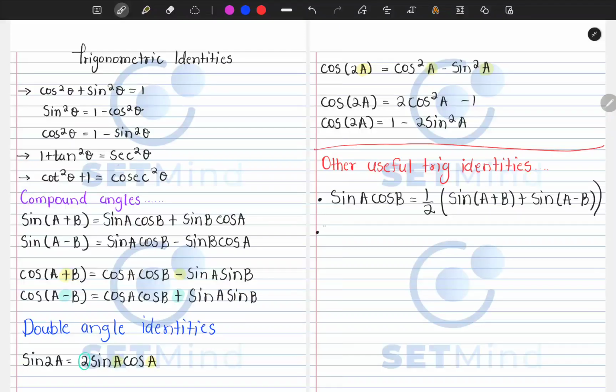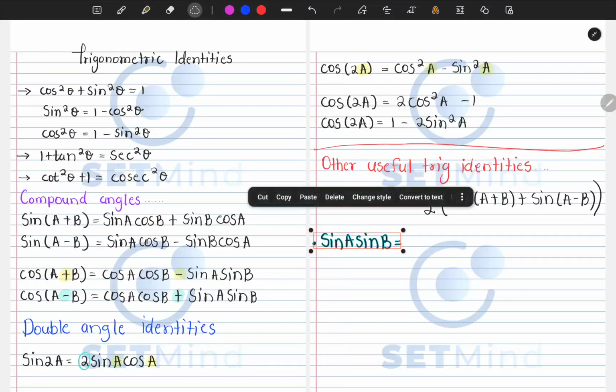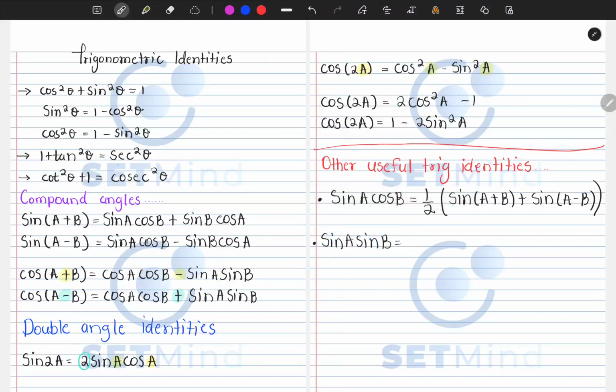This is the first one, very important for you to make sure that you do know. Then the second one, we have sine multiplied by sine. So sine of a multiplied by sine of b. If you find yourself in such a case, how else can you write this? The answer is half of, open bracket, cos of a minus b, then minus cos of a plus b. Okay, that is how you deal with that one.